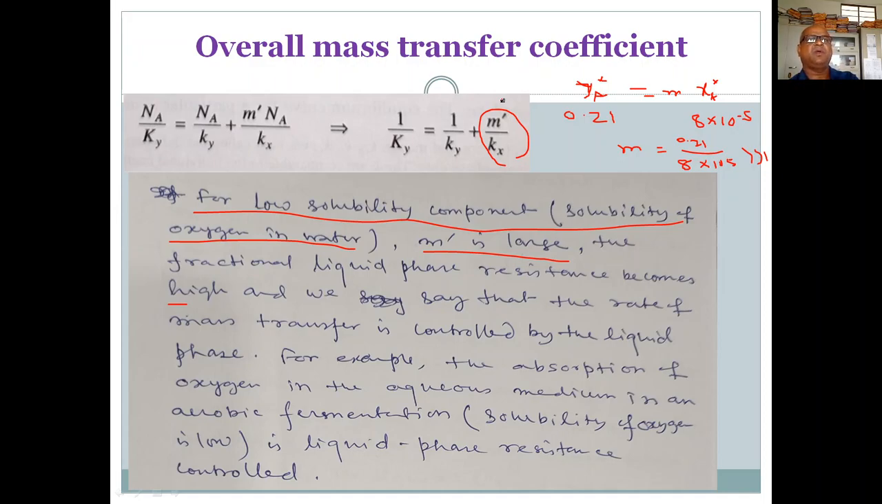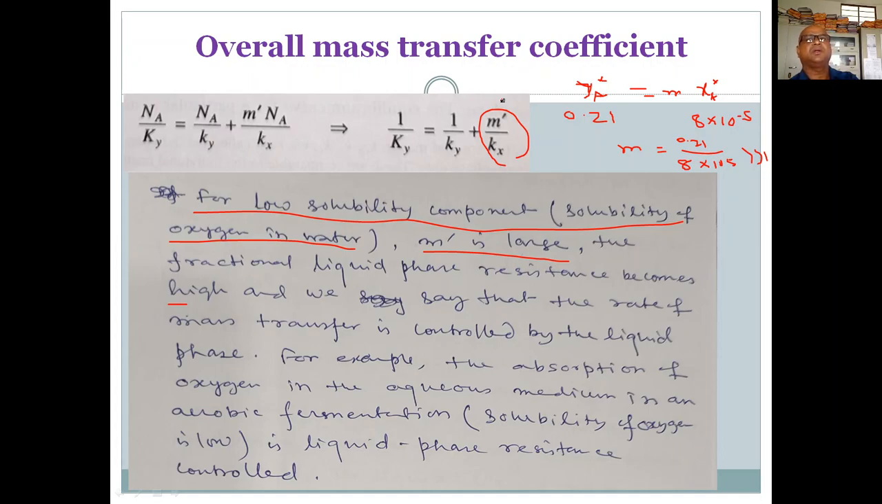This time I have to concentrate on stirring the liquid phase. I have to reduce the boundary layer so that the overall mass transfer and the flux will increase. So identification of where the resistance is, that is very important. And you can see there is a direct relation from thermodynamics. What is this slope? The slope is nothing but Henry's law.